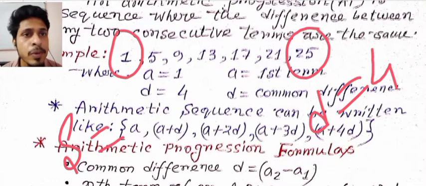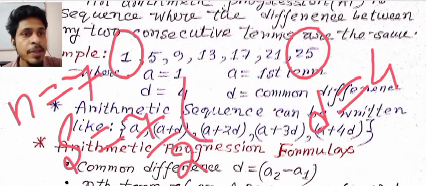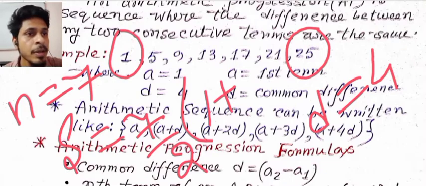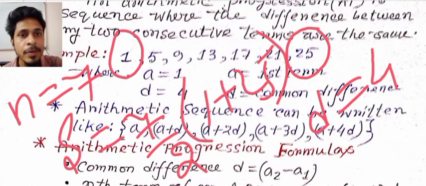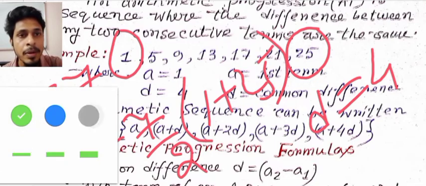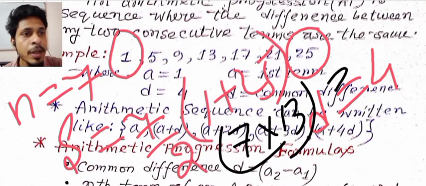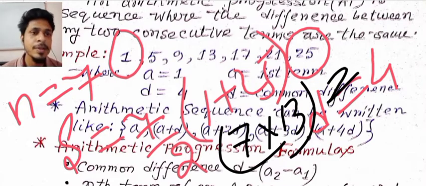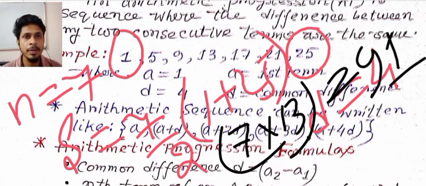Value of n: 1, 2, 3, 4, 5, 6, 7. So n is 7. So 7 by 2 into a plus l. A means 1, l means 25. So 26 into 7 by 2. That means 7 into 13. Then we'll get our answer. That means the summation is 91. So it is AP.